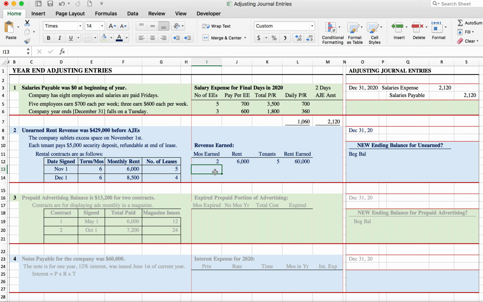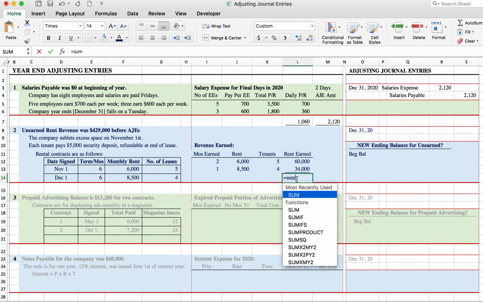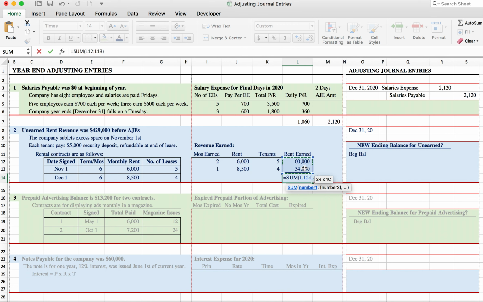Now let's look at the other contract. In this, it was signed December 1st, which means there's just 1 month of rent that's earned. The rent is $8,500, so I earned a little bit more, which is great. I have 4 tenants that are paying this. So in this case, 4 times 8,500 is equal to 34,000. So let's go ahead and put an underline. The total rent that's earned is going to be the sum of these two numbers, which is equal to $94,000.